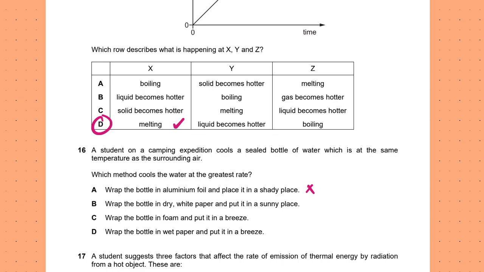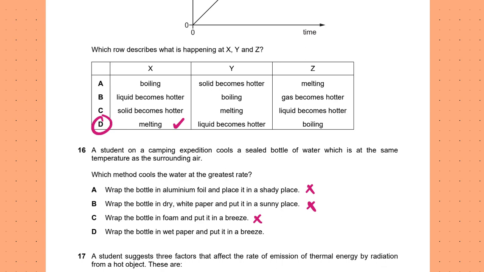B, wrap the bottle in dry white paper and put it in a sunny place. Again, sunny is not what we're going for because that would heat up the water. Wrap the bottle in foam and put it in a breeze. Again, foam is also not a good idea because if you think about foam, it has these small air pockets. So it's going to prevent the water from losing heat, right?